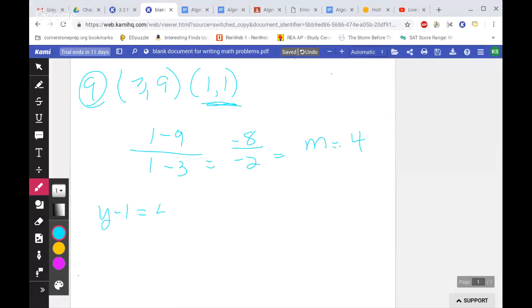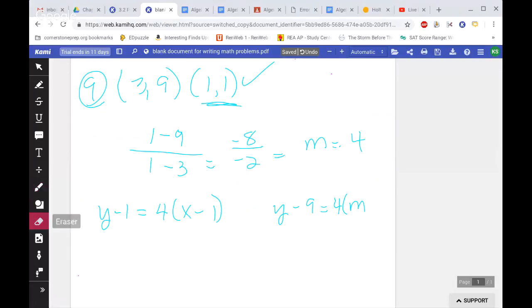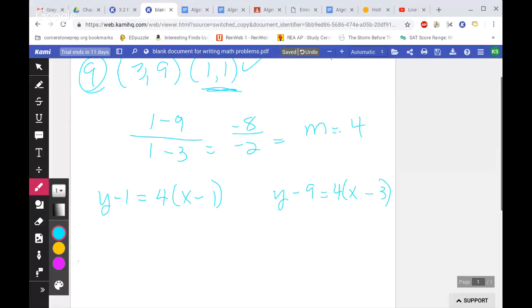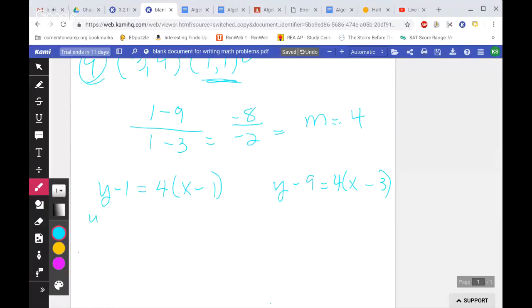y minus 1 equals 4 times x minus 1. So that's this point in point slope. And the other point would look like this. So that is each point in point slope form. So y minus 1 equals 4x minus 4.